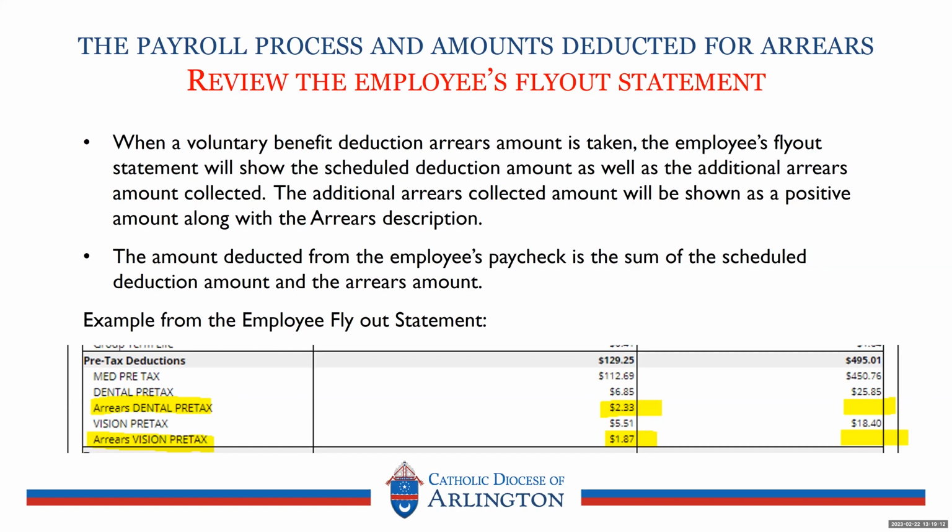When an amount is deducted for arrears, the employee's flyout statement shows the scheduled deduction amount as well as the additional arrears amount collected. The additional arrears collected will be shown as a positive amount along with the arrears description. The amount deducted from the employee's pay will be the sum of the scheduled deduction and the arrears amount.